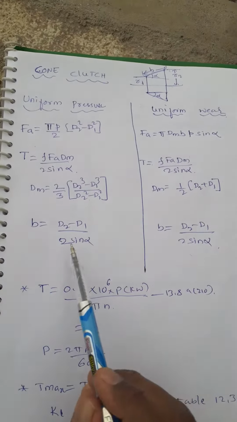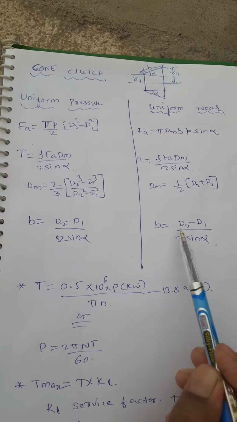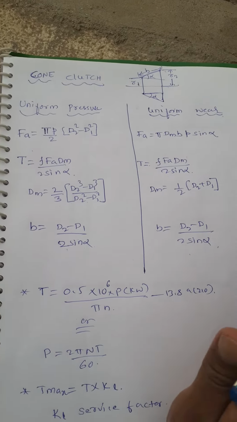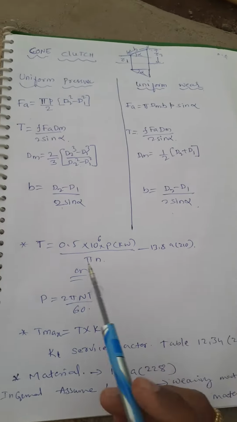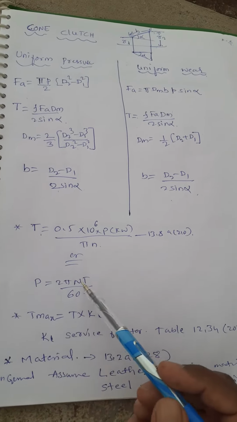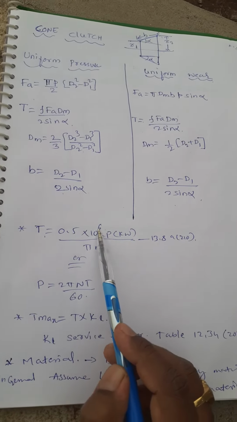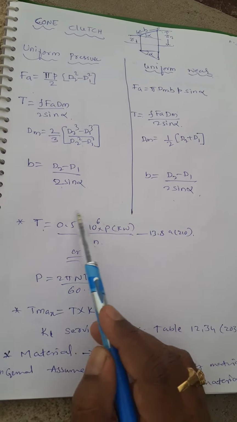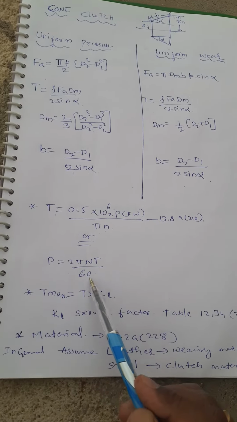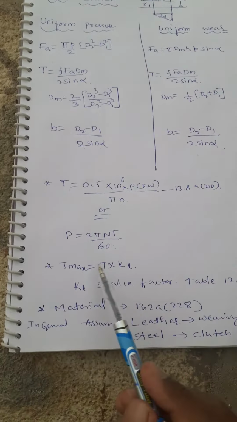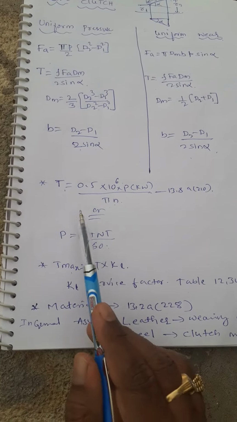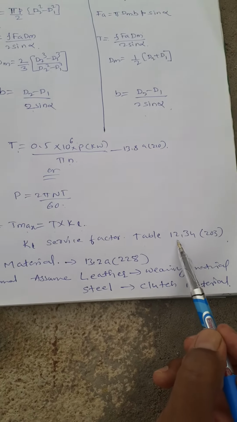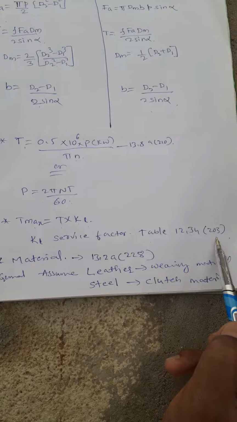This is b. b is what? (d2 minus d1) by 2 sin alpha. All these formulas are given in the design data handbook. Where the power equation, I have informed many times, is power equals 2 pi n T by 60, in kilowatt, or else 0.5 into 10 raised to 6 by pi n when you consider small n. When you are going to calculate the maximum torque, we should multiply the torque by KL, that is the service factor, which can be found from the table 12.34 and equation 203.